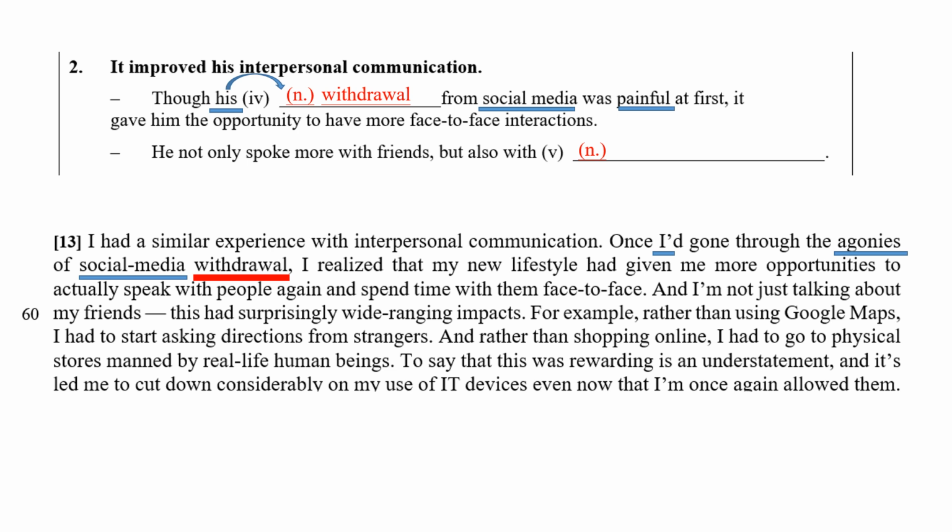Next, he not only spoke more with friends, but also with, then it is likely that the blank should be about a group of people. So he means I, spoke and speak. So not only means not just. So not only with friends, but also with strangers, because asking also means speaking to someone.